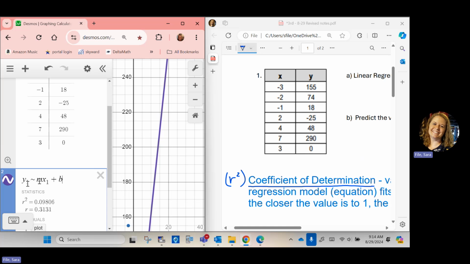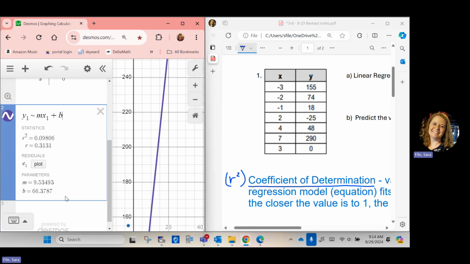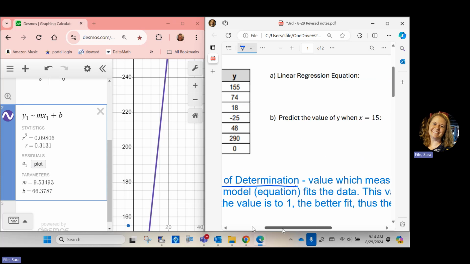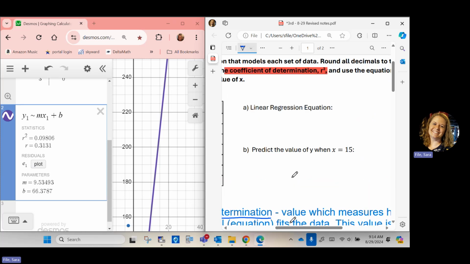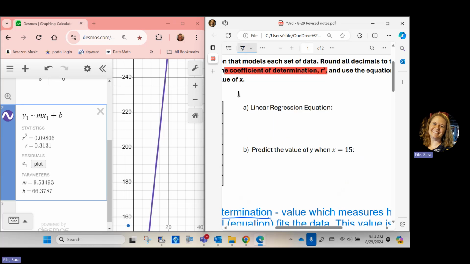When we do that, it knows we're looking for regression, and it automatically comes up with these statistics and parameters. So I have all of this information. Yesterday, we were just looking at M and B and writing our equation, which we're still going to do today. We're going to identify M and B and write our equation. But this time, I'm also going to identify R squared. So my R squared is 0.0. It says to round everything to the thousandths. That's 3 places after the decimal. So 0.98.